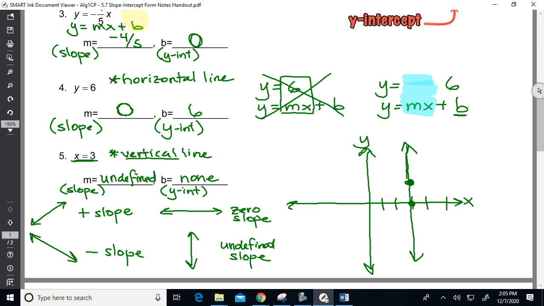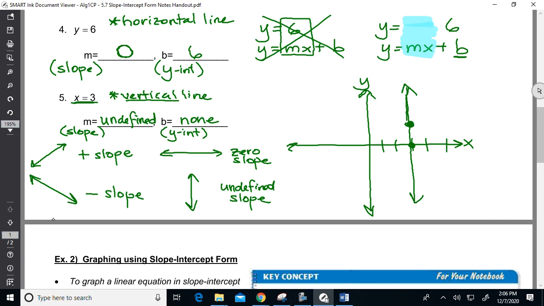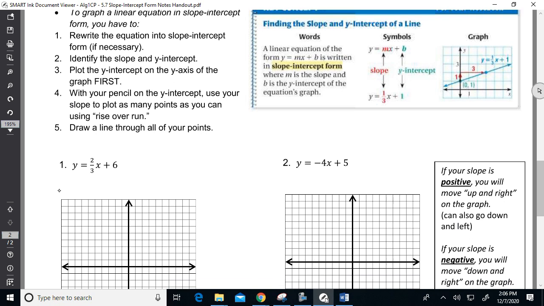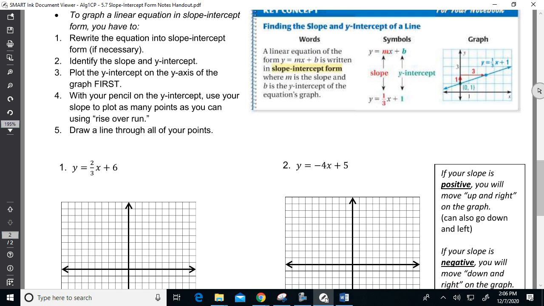So one of your 2 IXLs is on identifying slope and y-intercept. We've now done that, so the IXL will be for you to practice. Now let's graph.